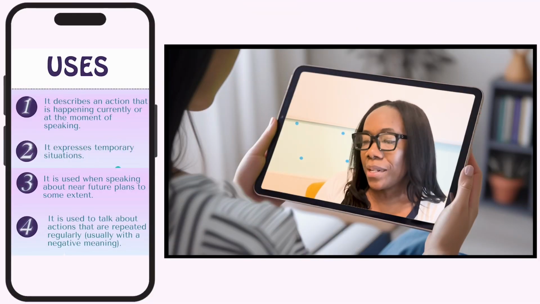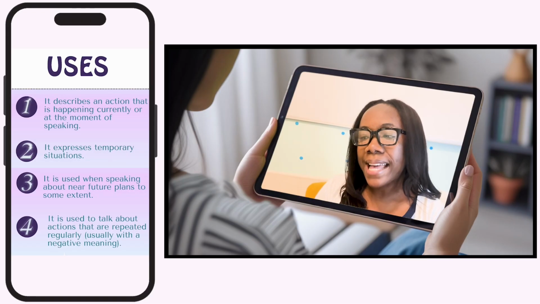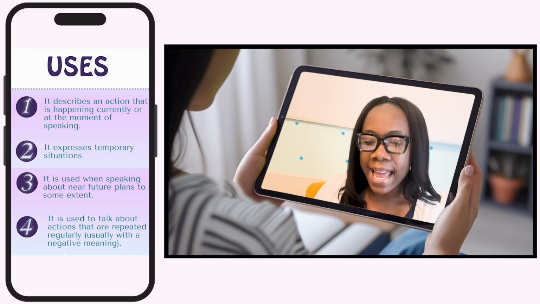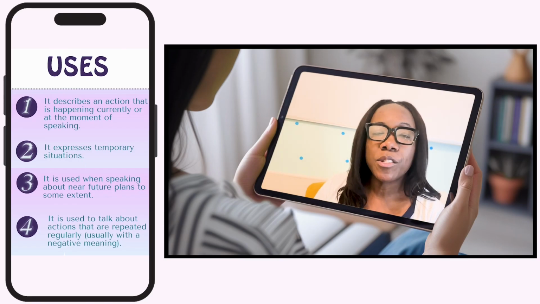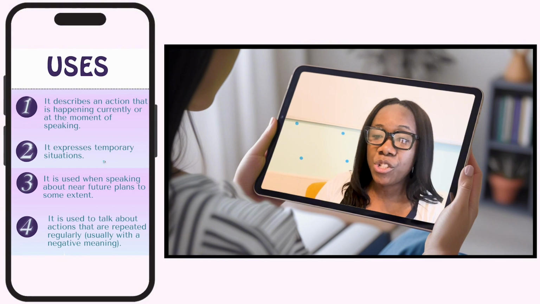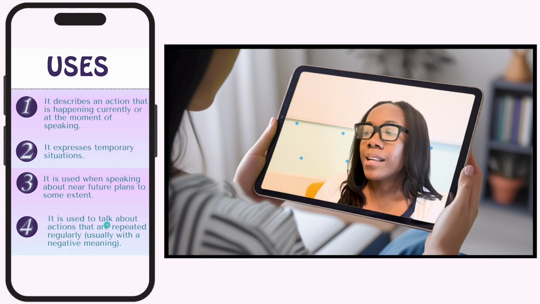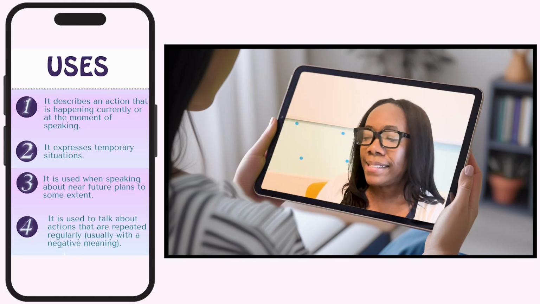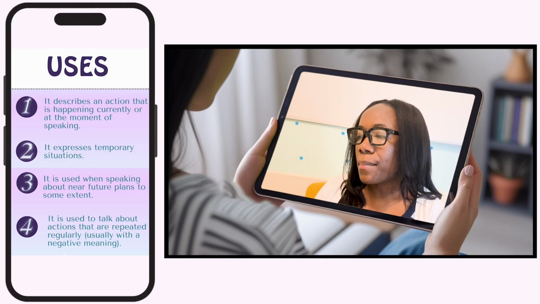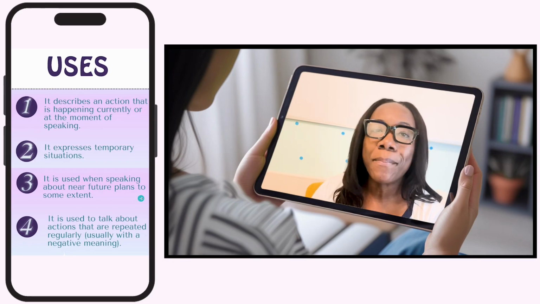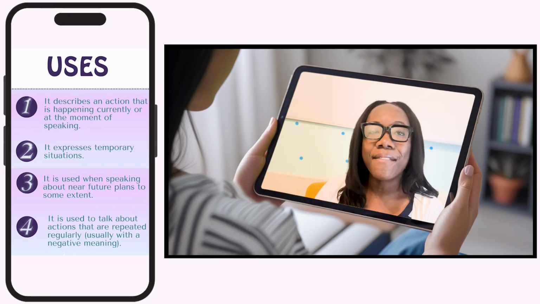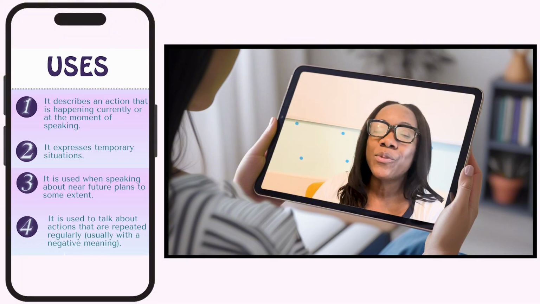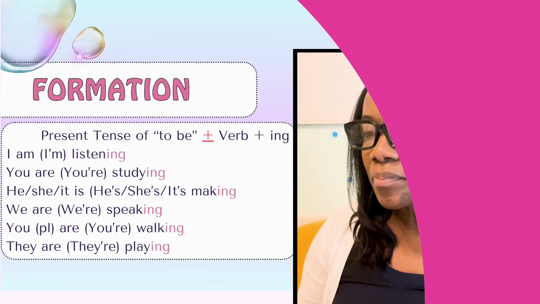The present continuous is used to describe an action that is happening at the moment of speaking or right now. We also use it to express temporary situations. It's used when talking about plans that will occur in the near future to some extent. And it is also used to talk about actions that are regularly repeated, and usually these actions have a negative connotation. What does all this mean? The examples will certainly clarify.